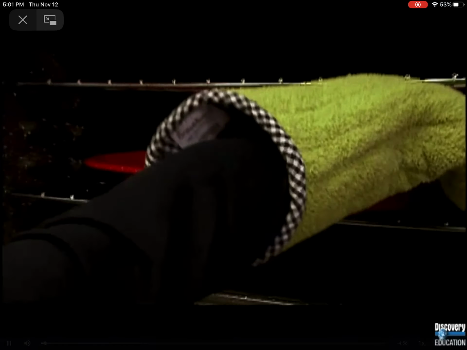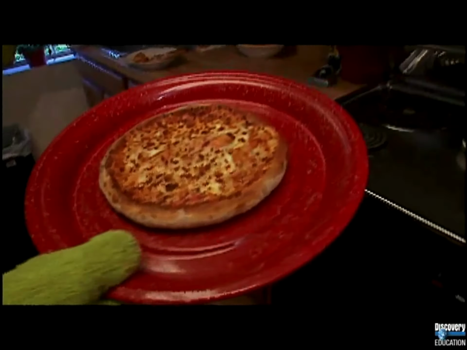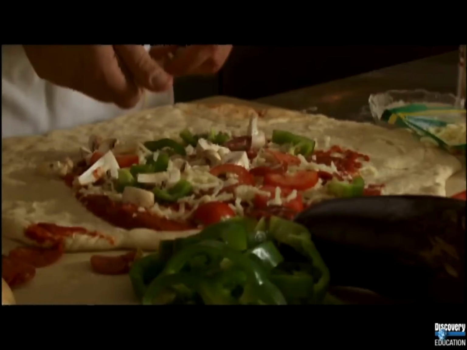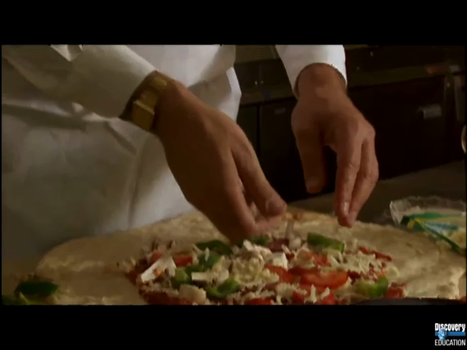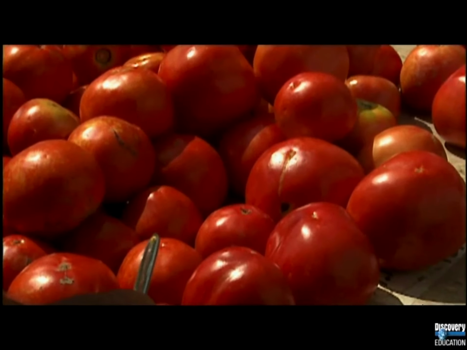A fun way to study how matter changes is by looking at the food you eat. Do you like pizza? Think about the ingredients that are used to make pizza. There's tomato sauce, made from tomatoes, cheese, and the crust.